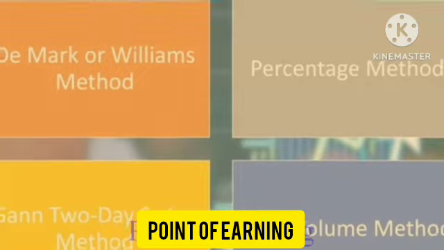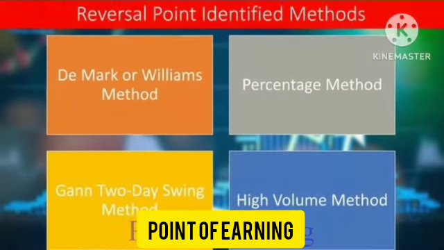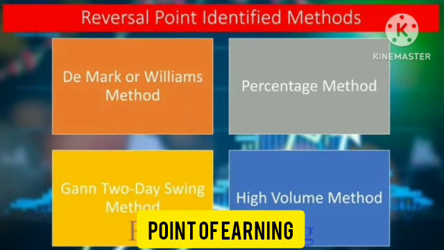Methods of identifying reversal points. Number 1. DeMark or Williams method. Number 2. Gann 2-day swing method. Number 3. Percentage method. Number 4. High volume method.